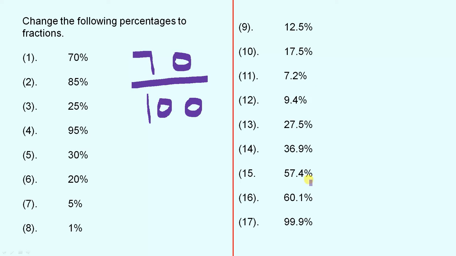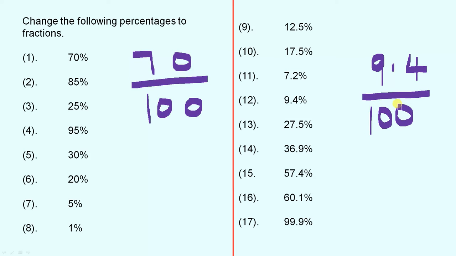All these are the same, except now that we have some decimals here. We've introduced some decimals. So if we look at, for example, number 12, using the same rule, 9.4 it is. So we've got 9.4, that's for number 12, over 100. Okay? So that's what 9.4% means. Now the idea is to change that number and this number to a whole number. So you have to remember how to do that.